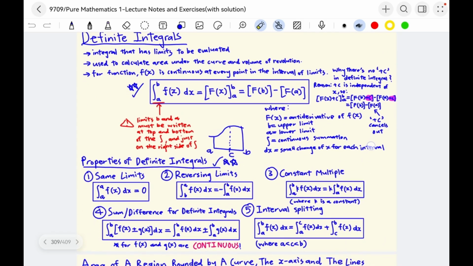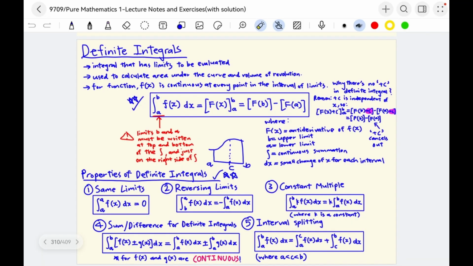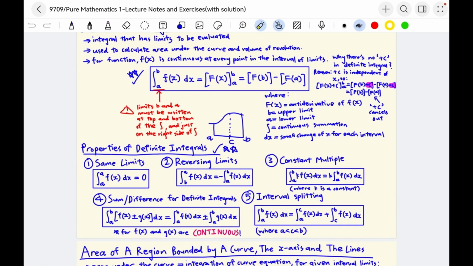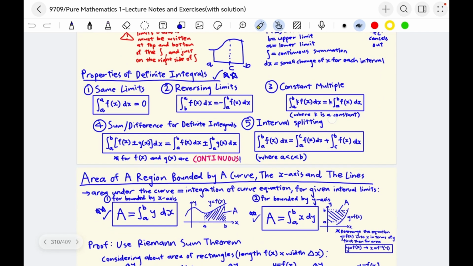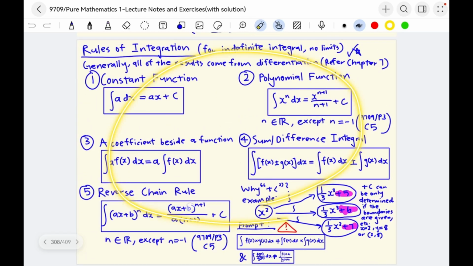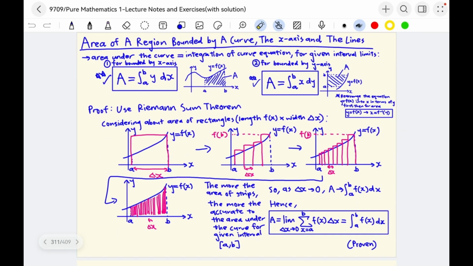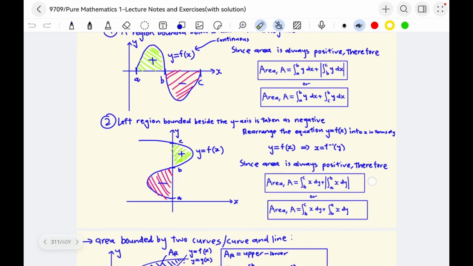Let's move on to the definite integrals. Okay. So for the definite integrals, it has limits for sure, just that the value must be a real number. And the definite integral is actually the area under the curve, for a function that is continuous. And of course, you should know about the properties of the definite integrals that are derived from the rules above over here. Okay? And the area of the region can be proved by using the Riemann sum, but you don't have to prove it because it is out of syllabus.